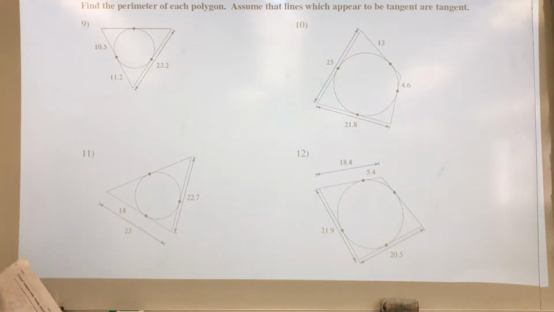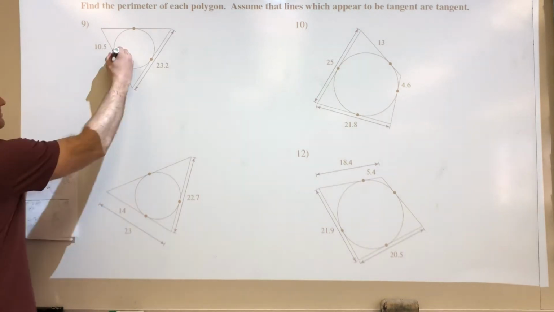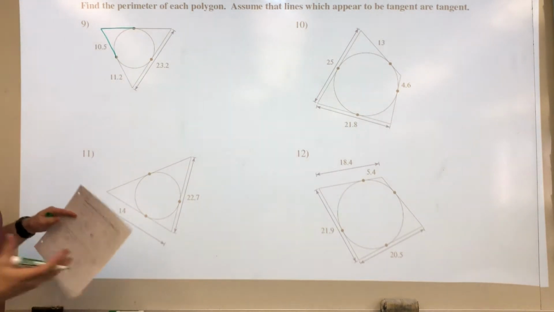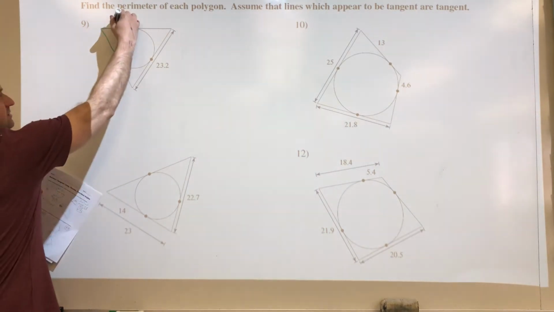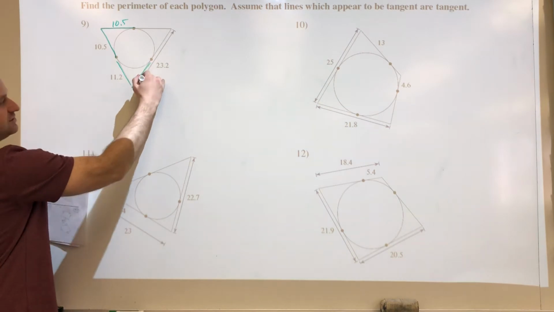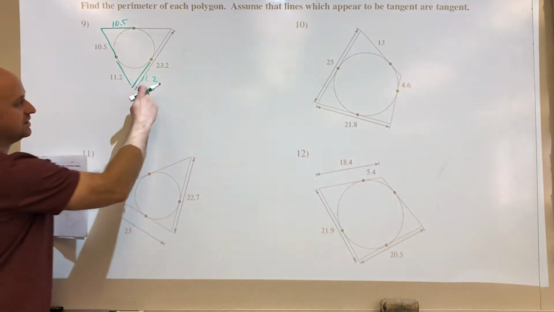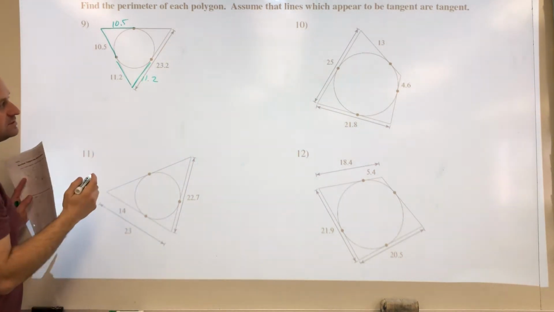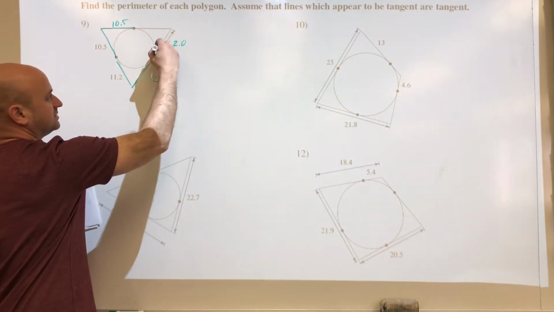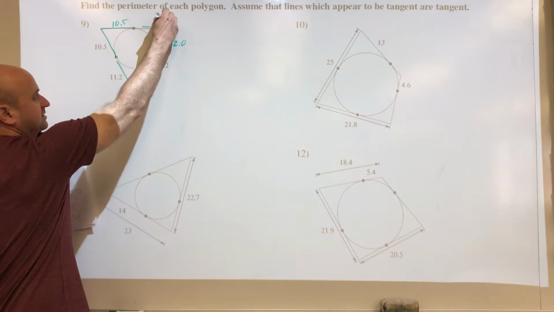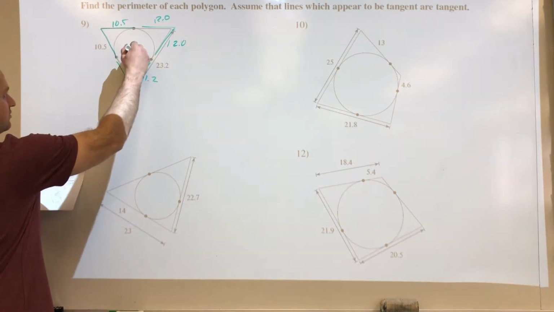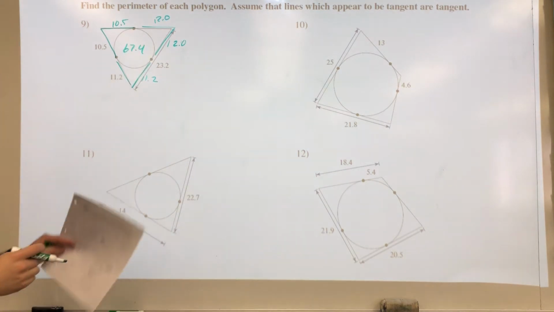All right, we want to find the perimeter, and this came from the theorem that said if you have two tangent lines to a circle, the two lengths of those tangents are going to be congruent. So this is 10.5, this has to be 10.5. If this is 11.2, this is going to be 11.2. Now we have the whole length being 23.2, so if we subtract that, we end up getting a length of 12, and that makes this length 12 here. And so we would get a complete perimeter of 67.4.